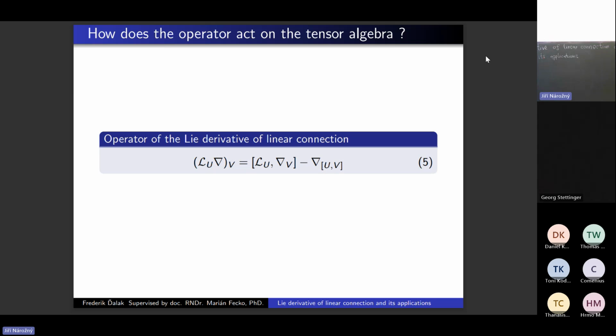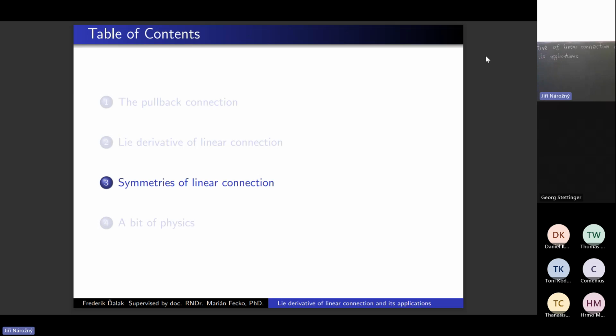Okay, so once again, this operator is going to tell us about the difference of action of the two different covariant derivatives on the tensor algebra. And so it is also somehow a way to work more specifically with the concept of the Lie derivative of connection, unlike the sort of abstract definition that we started from. And so now that we are more clearly able to imagine what it means to compute the Lie derivative of connection, we can proceed to look at the symmetry of linear connection.